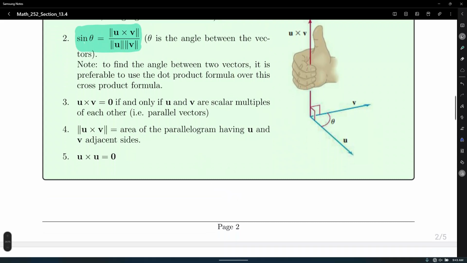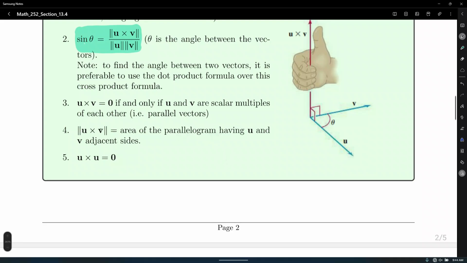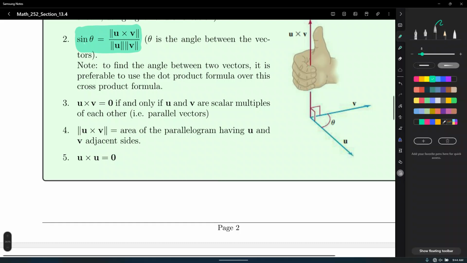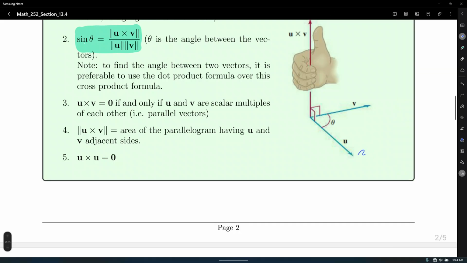The cross product between two vectors is the zero vector if and only if the two vectors are scalar multiples of one another, and the magnitude of the vector we obtain out of the cross product is going to give us the area of the parallelogram spanned by the vectors u and v. So here we have a picture. Let me expand this picture like this.